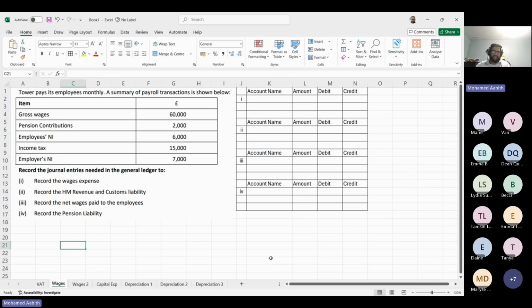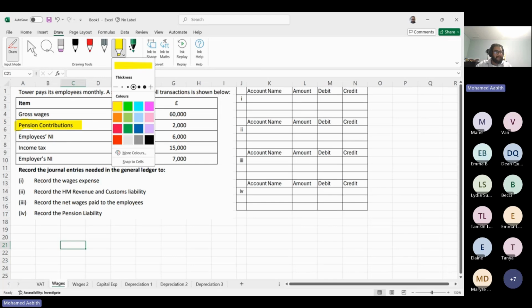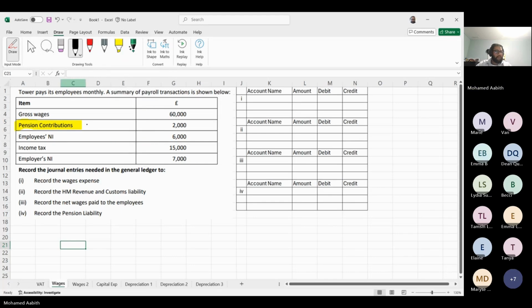Can you notice in this scenario, if I quickly highlight it for you here, they have said pension contribution. In that case, the pension contribution they mean is simply the employee's, so I'm going to say E. I'm trying to do this with the mouse, it's not ideal at all. I need to get a stylus. Yeah, this is the employee pension contribution.